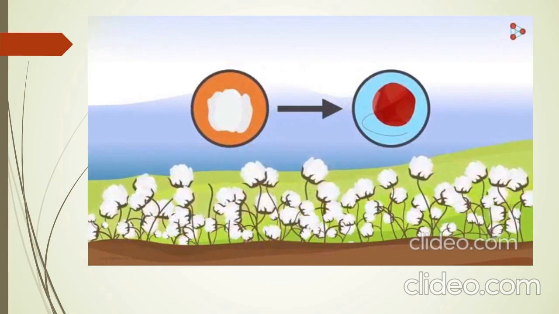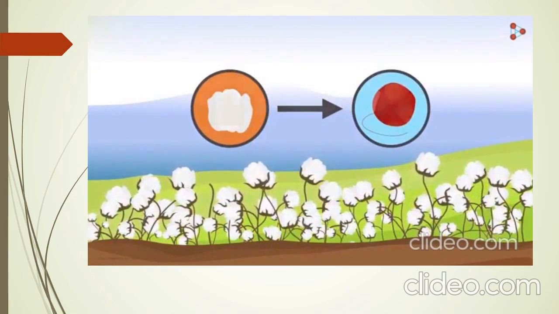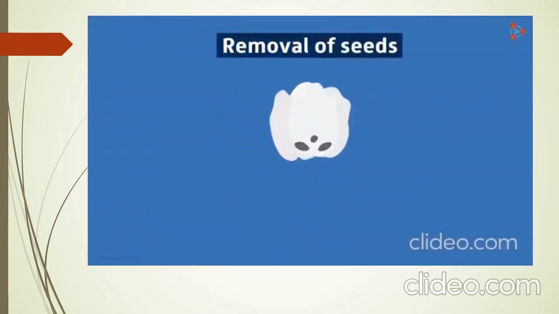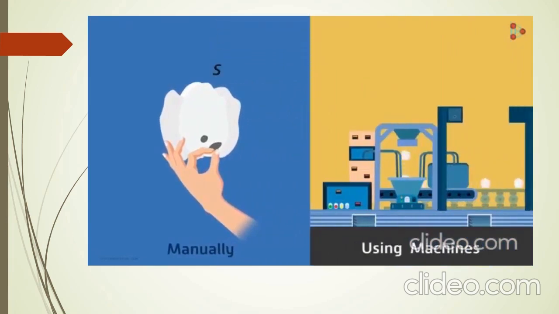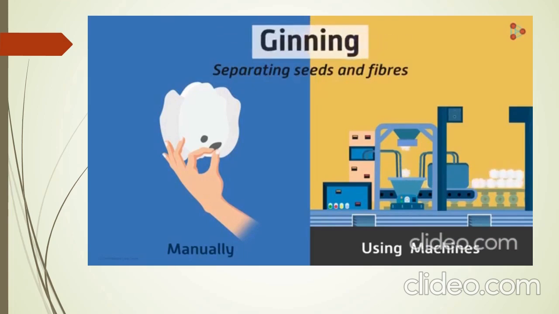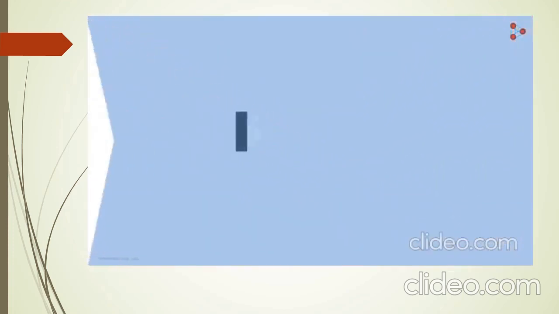But wait, don't you think we need to separate the seeds and the soft, fluffy part first? Well, that can be carried out either manually or these days mostly with the use of machines. The process of separating the seeds and the fibers is called ginning. Once ginning is successfully carried out, the fibers are taken for the next step. The next step is spinning.